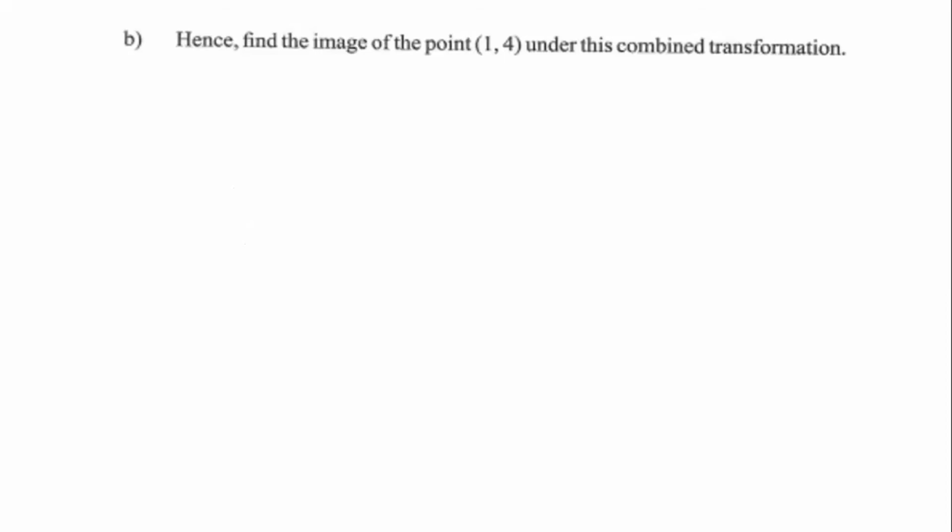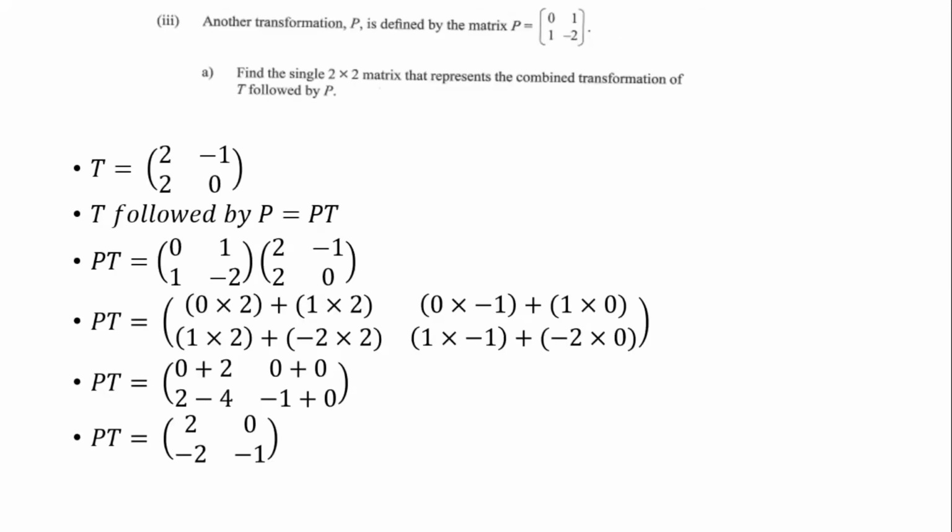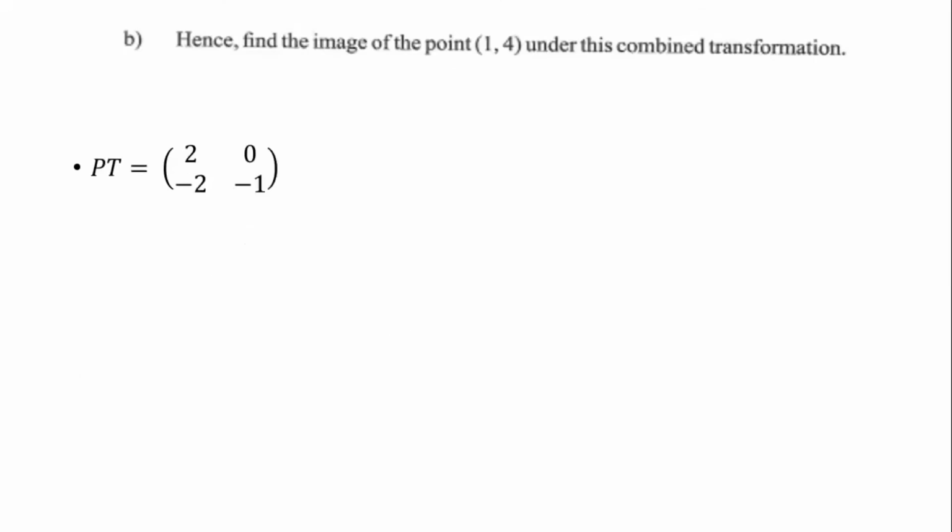So part B now says, hence find the image of the point (1, 4) under this combined transformation. So we have PT, which was 2, 0, negative 2, 1. And our image will be represented by multiplying PT by this point (1, 4).